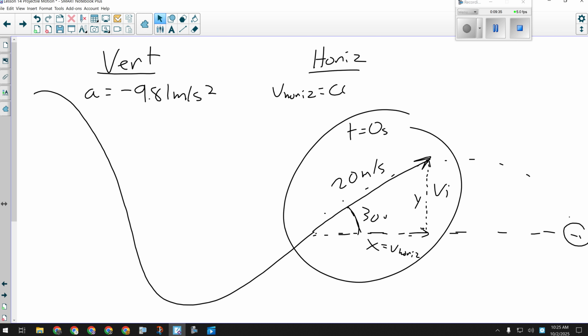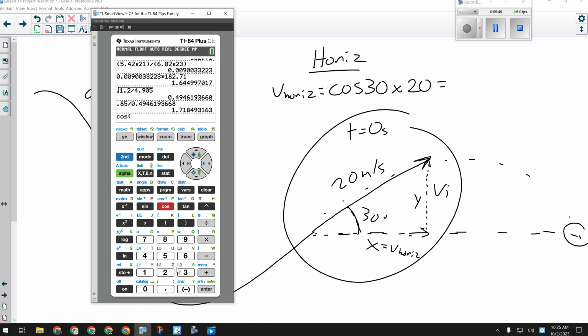So I'm going to go cos of 30 degrees times 20 meters per second. That number will be the rate at which the person flies through the air horizontally. Cos of 30, times 20. All right, so this person, while they're flying through the air, is covering 17.3 meters every second horizontally. So if I was watching their shadow along the ground, their shadow would be moving at 17.3 meters per second along the ground. Pretty fast. Faster than you could run. That's like Usain Bolt fast. Super fast.